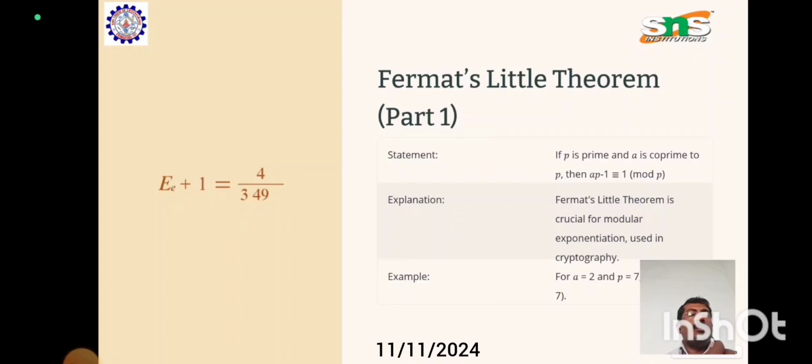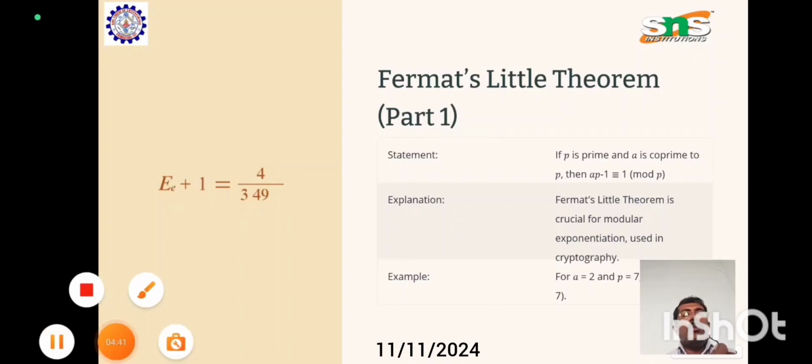I would like to talk more on Fermat's little theorem in the coming classes. Fermat's little theorem is again one of the important theorems related to congruence and prime number theory. It plays with prime numbers and congruence, where the concept of relatively prime is used between the integers taken for calculation and the prime number involved.